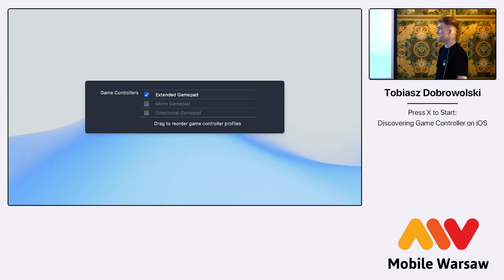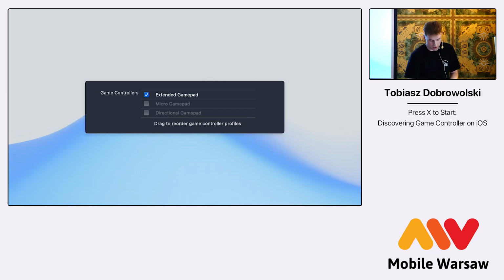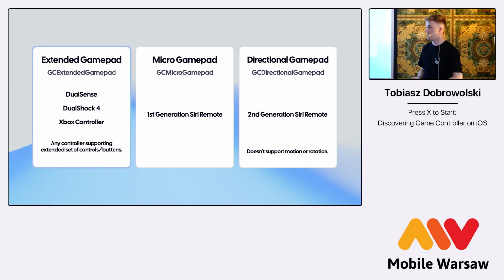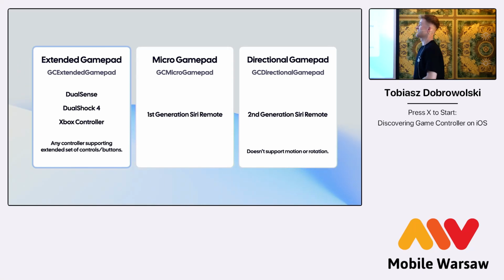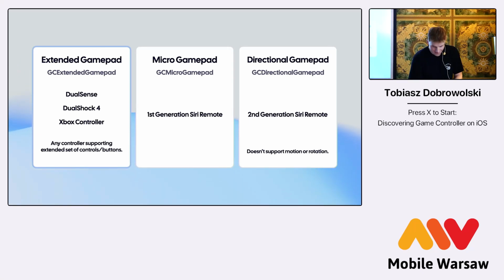I choose the extended gamepad, which is for the DualSense controller, and we can see the types of gamepads that are supported here. The extended gamepad is all the controllers that you have in your head when you think about a controller: two analog sticks, triggers, shoulder buttons, D-pads, and primary buttons. Micro gamepad is the first generation Siri remote, and the directional gamepad is the second generation Siri remote, but it's a downgrade because it doesn't support motion or rotation. So I go with the extended gamepad for now.